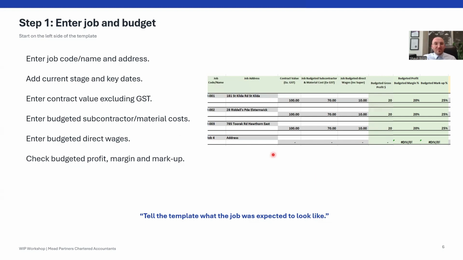Once we've entered in all of our original budget data, we should get our forecasted gross profit, which should align to our project management software. It also provides our margin and our markup percentages.